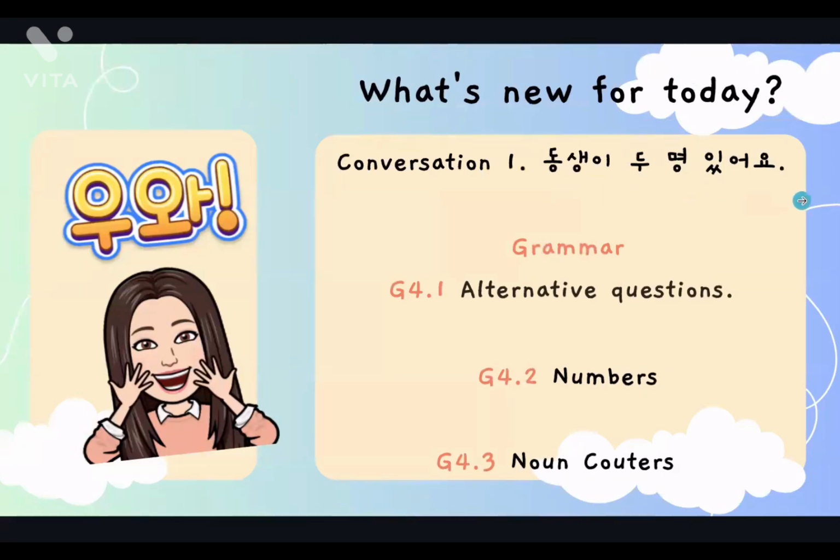동생이 2명 있어요. So what does that mean, 동생? Here 동생 means younger sibling. So it means I have 2 younger siblings. And then today we're going to learn 3 grammar points. The first one, alternative question. Number 2, numbers. And then number 3, noun counter. So we're going to learn these 3 grammar points. Then, are you ready to go on?